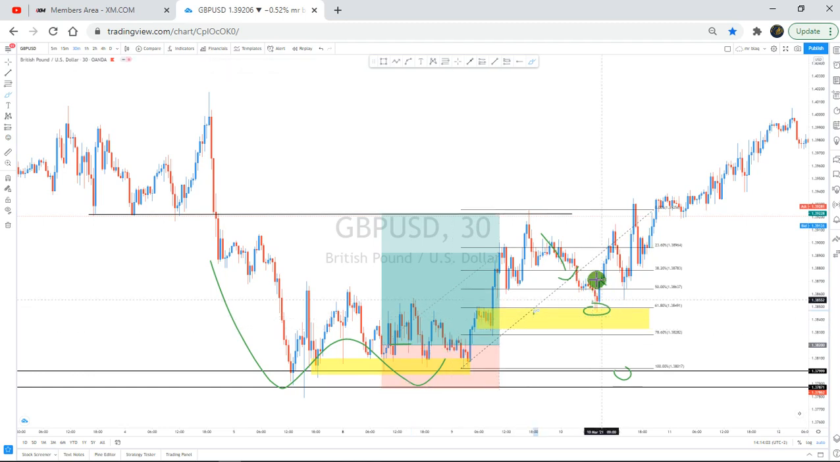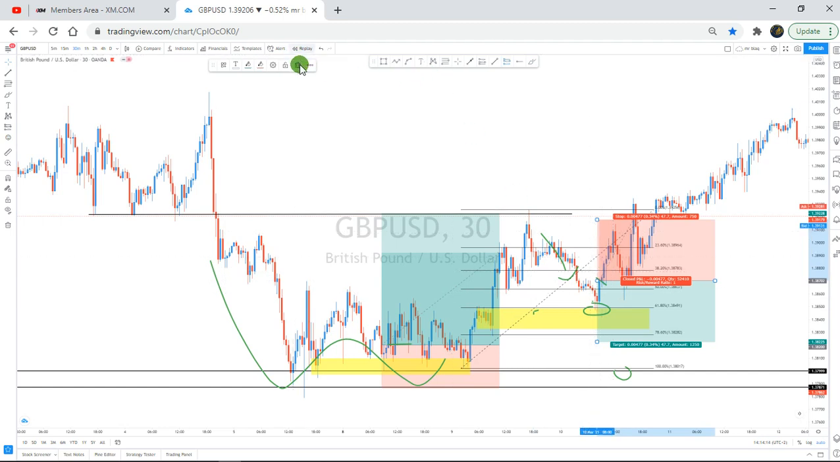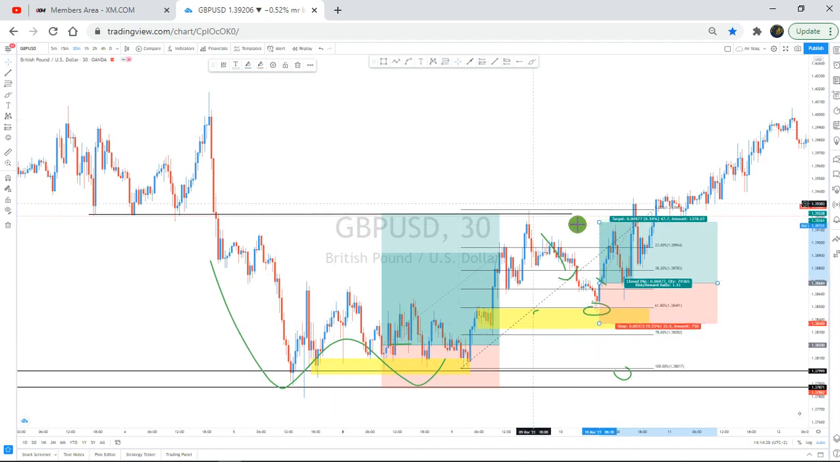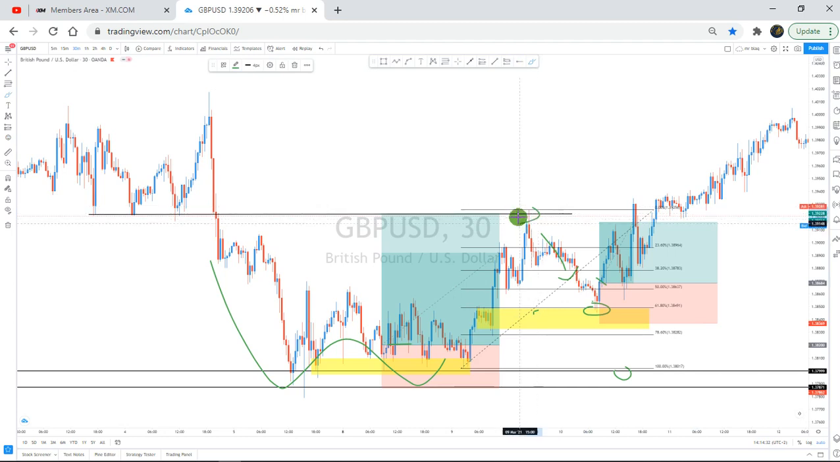As you can see, after this candle closed, this is where I took my trade. I took it from here. This was my entry point. My stop loss was below, around this point, if I remember. Then I said, okay, my first take profit point will be the previous high, which is this one. This will be my first take profit point. Then the second one will be this one.